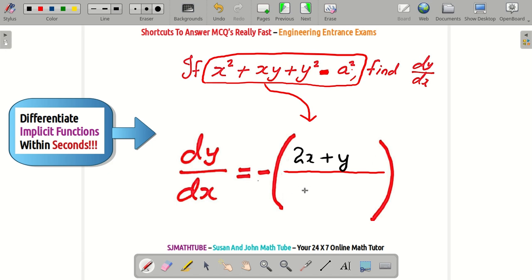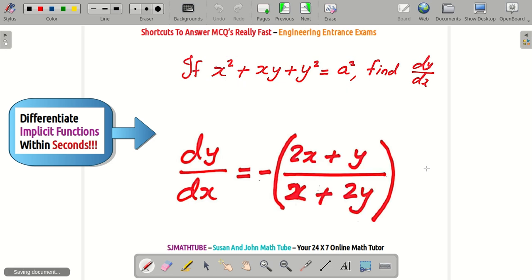For the denominator, you differentiate partially with respect to y. That is, you assume y to be the only variable. So this will be 0 and this will be x into 1 and then 2y and finally minus 0. That's it, my friends. You have the derivative right in front of you.